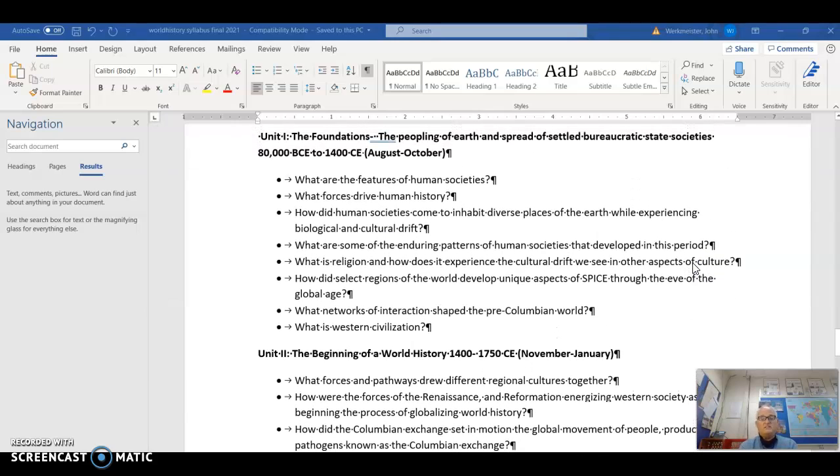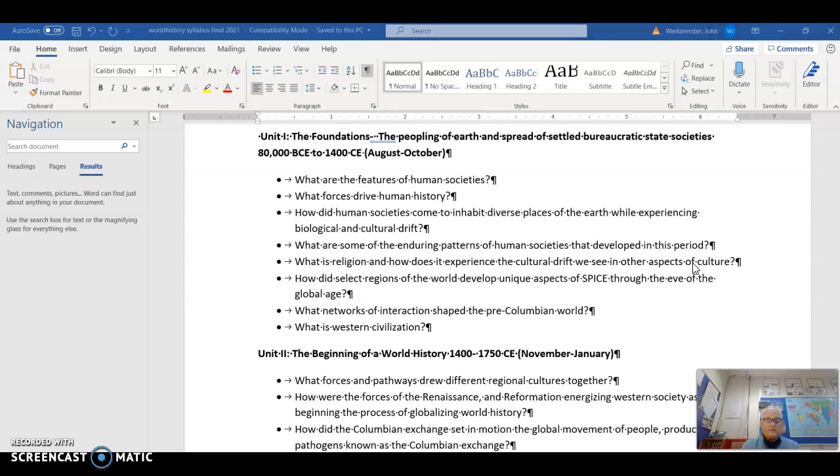Now, we have four units that we're working on in class, and the first unit is the foundations, generally looking at what are the features of human society and religions and how humans work together to create the first states, the first religions, and the first we might call abstract identities, like being an American, for example, or being a Sumerian, or being part of a group larger than a family. That's the beginning of history.